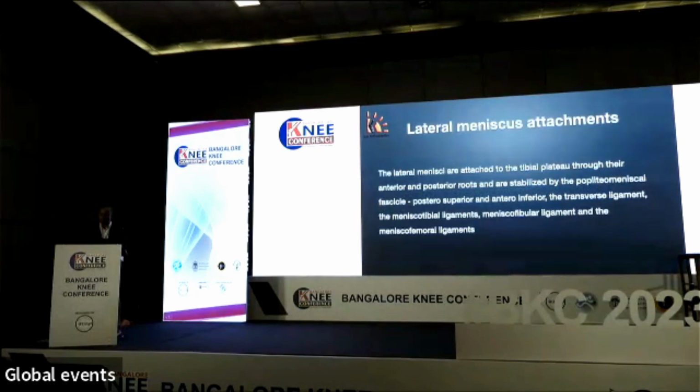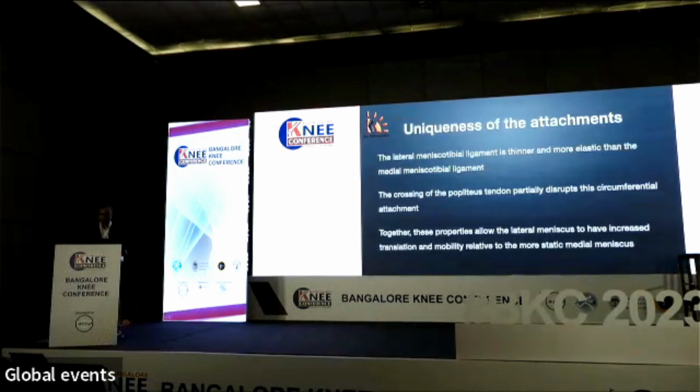The lateral meniscus is attached to the tibial plateau through its anterior and posterior roots and is stabilized by the popliteal meniscal fascicles, posterior superior and inferior transverse ligament, meniscotibial ligaments, meniscofibular ligaments, and meniscofemoral ligaments. The uniqueness of these attachments is that it allows the lateral meniscus to be more flexible and mobile.